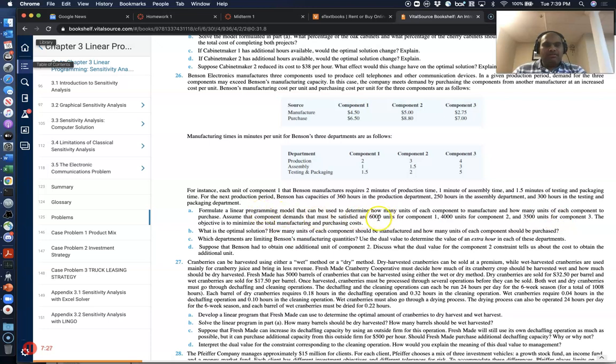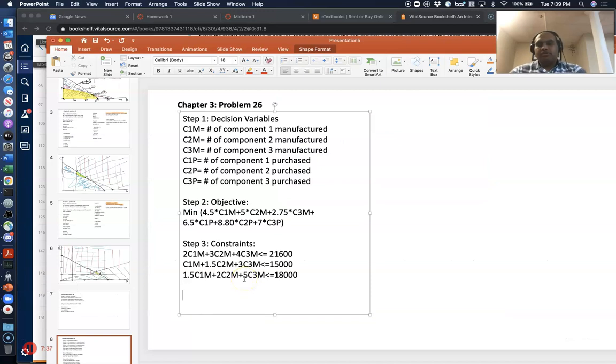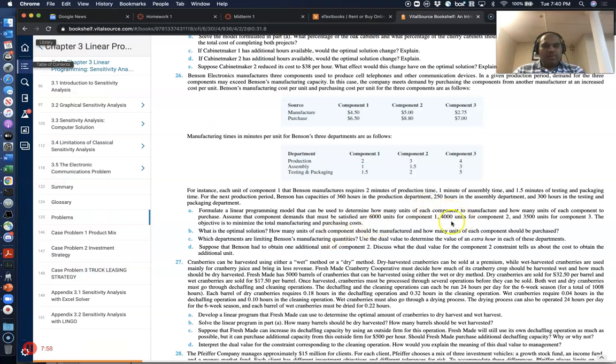You need at least 6,000 units for component 1, 4,000 for component 2, and 3,500 for component 3. 6,000, 4,000, 3,500. Again, you have two options. So C1M plus C1P equal to 6,000. You can either say equal to or greater than or equal to, but because it's a cost minimization problem, you're going to do the bare minimum. So it will be equal to anyway. I forgot the number. So 6,000, 4,000, and 3,500.